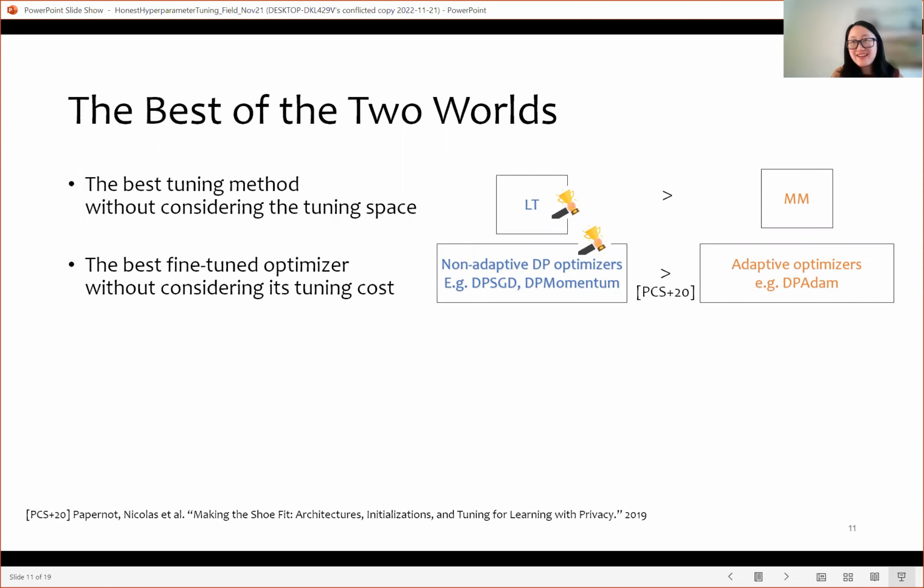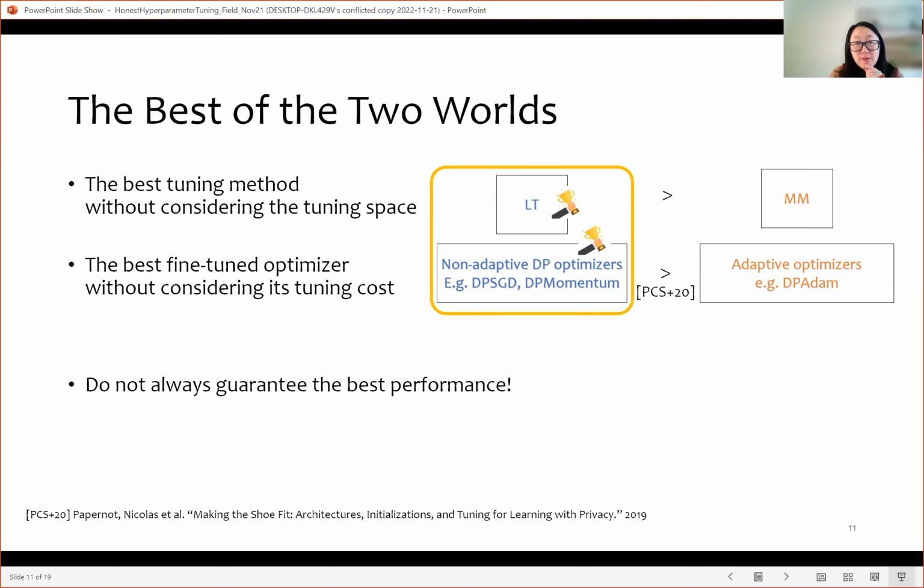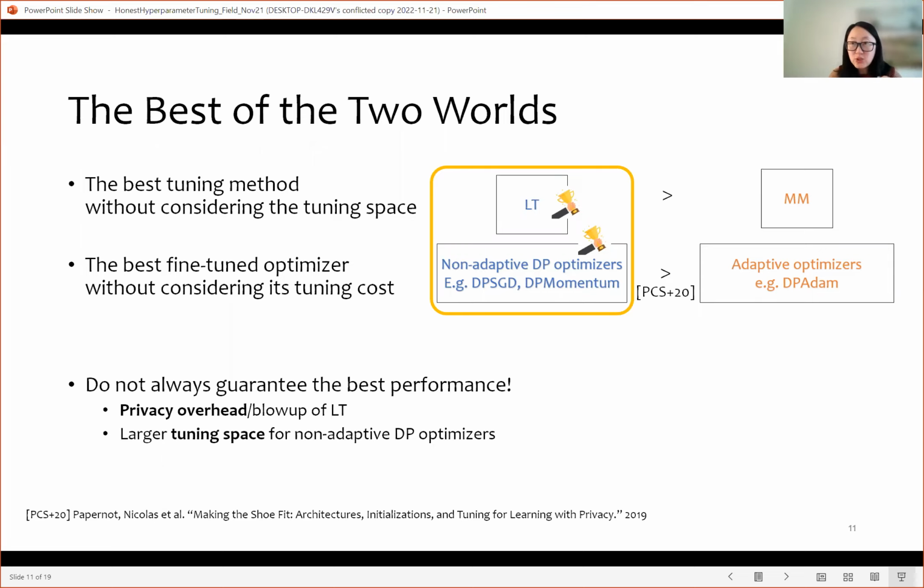Unfortunately, the results don't work out that way all the time. If we put these two together, we find in our experiments that they don't always give the best results. The fundamental reasons can be summarized as follows. First of all, there is actually a privacy overhead, or blow-up, for the LT tuning method. On the other hand, the non-adaptive DP optimizers such as DPSGD have a large tuning space. We're going to dive into these two factors one by one. Let's first look at the privacy overhead of LT.